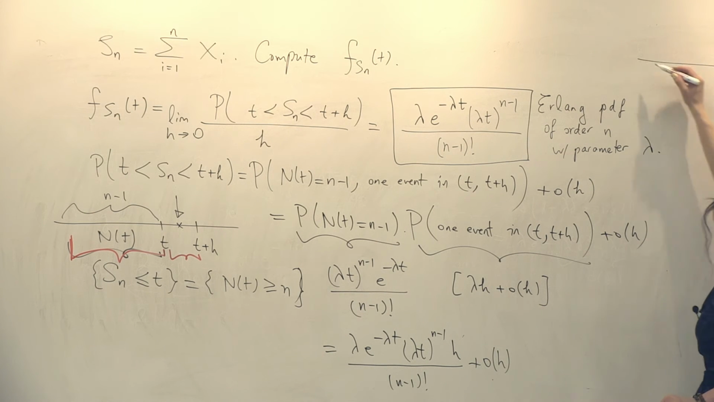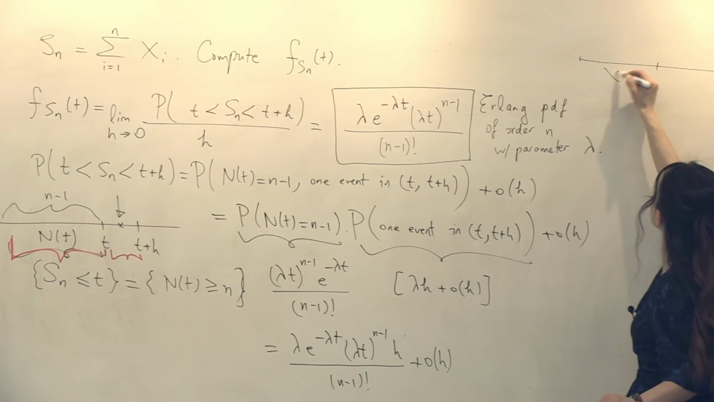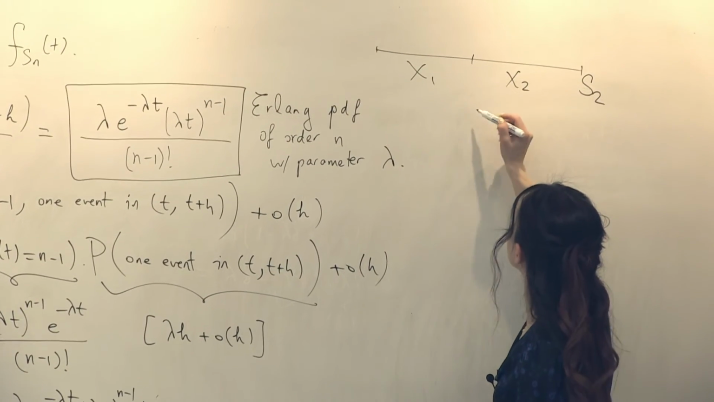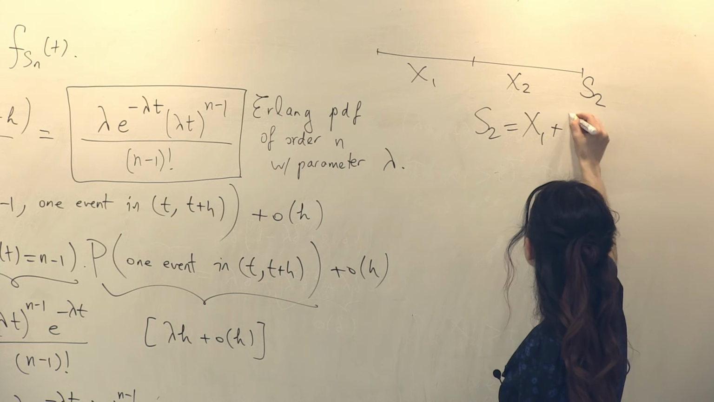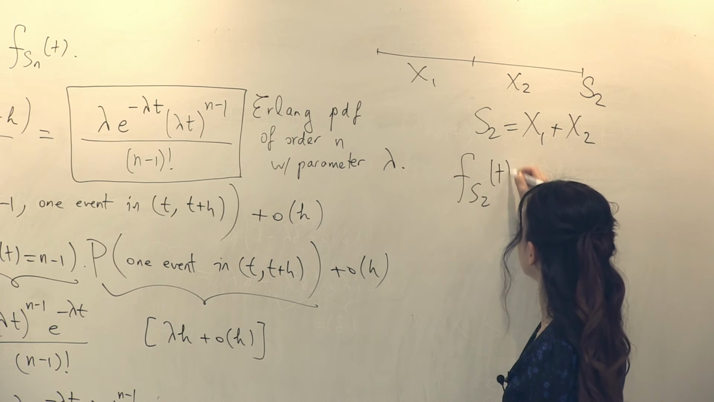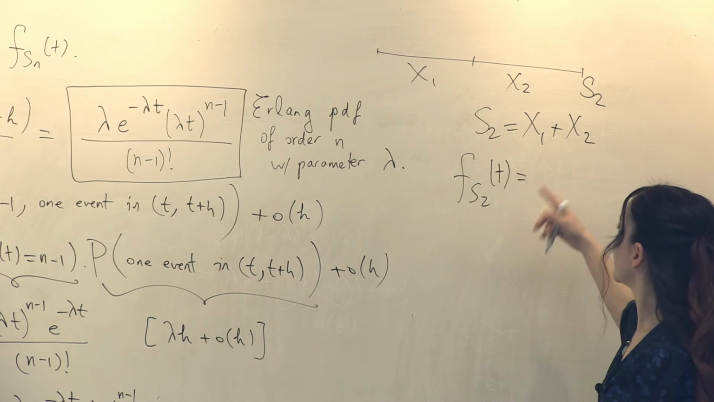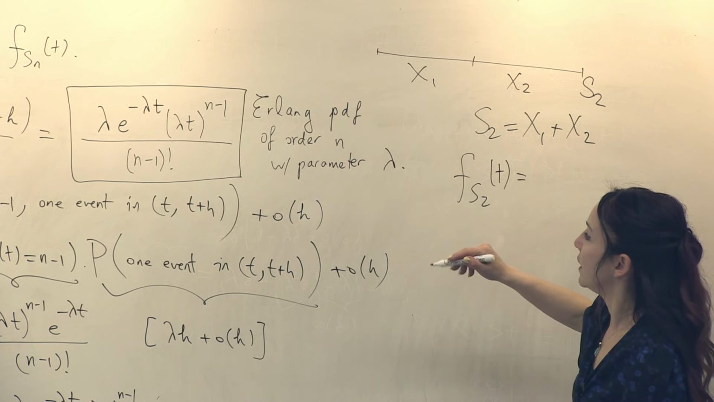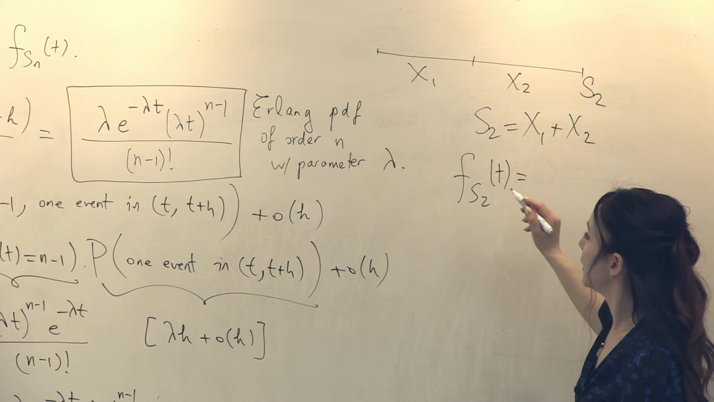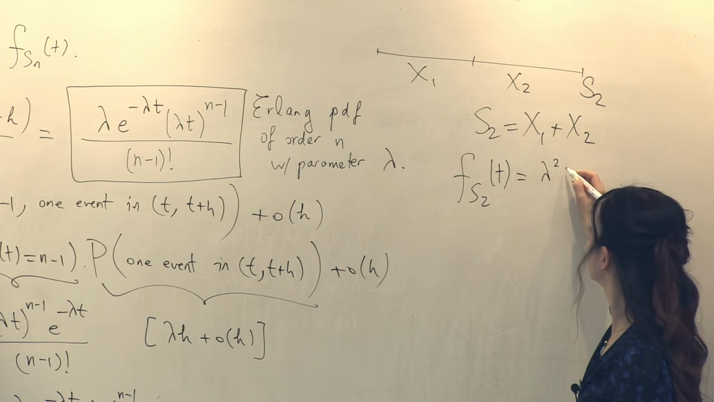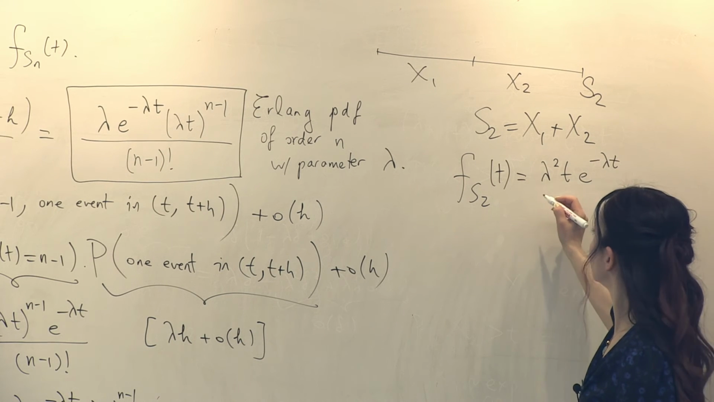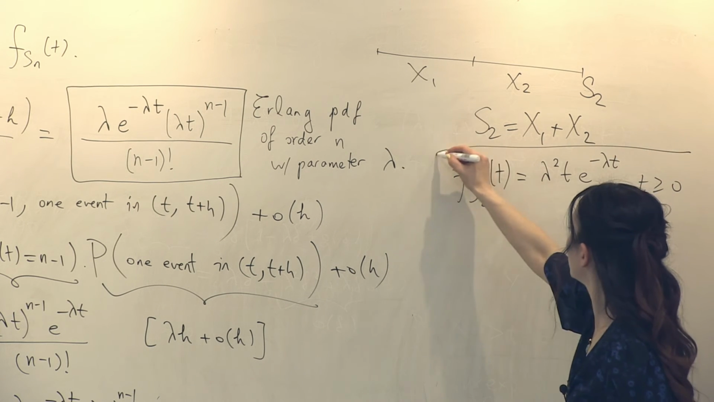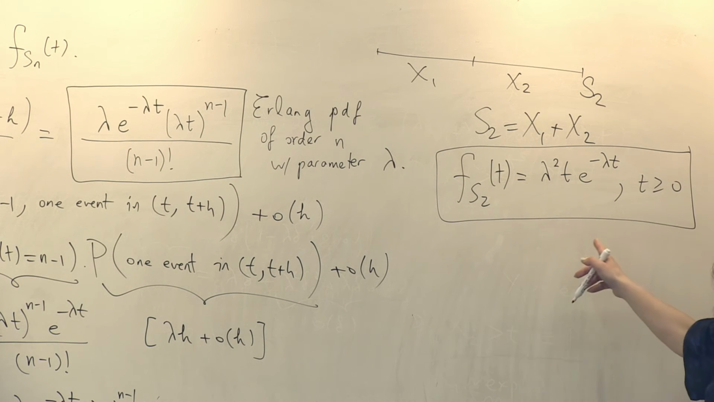So let's apply it to something easy. Suppose this is x1, this is x2, and this is s2, the time of the second arrival. S2 is equal to x1 plus x2. What is f S2 of t? This is the density function of the second arrival time. Plug in 2 here, what do we get? Lambda squared t e to the minus lambda t divided by 1 factorial, which is 1. So this is Erlang of order 2 with parameter lambda.